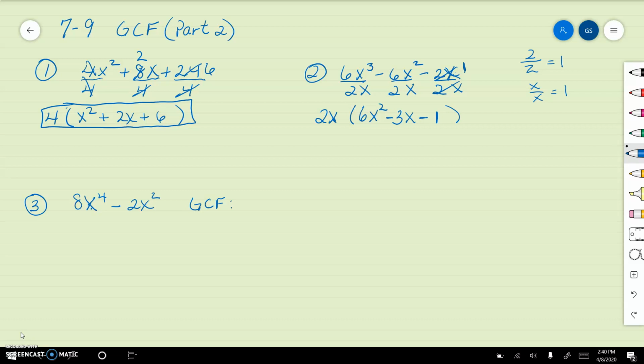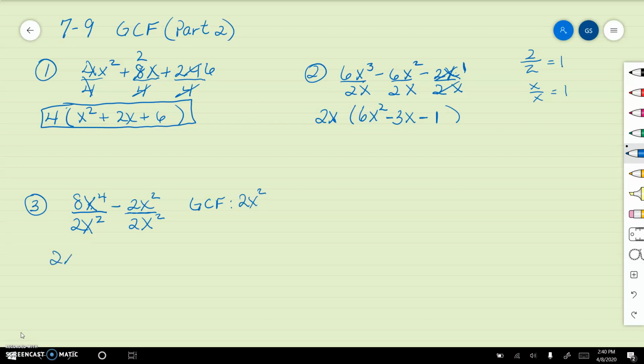My GCF here is going to be, well, I see x's in both terms. The x's have to be in all terms in order to take it out. So we can take x squared out. X squared can come out of x to the fourth. So divide by x squared, but we're not done. You have to look at the numbers also. Your smallest coefficient here is a 2. You can divide everything by 2 because 2 goes into 8 also. So your GCF is 2x squared.